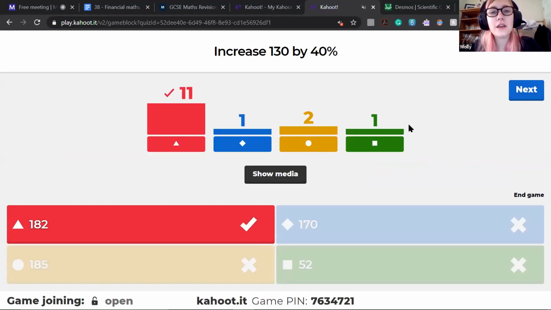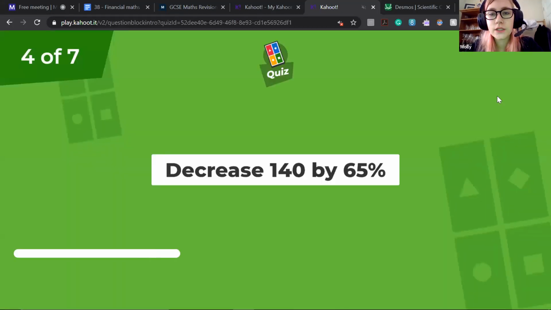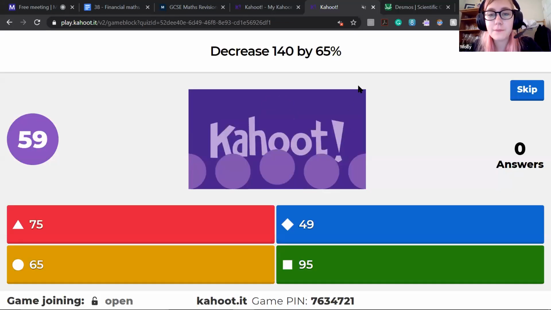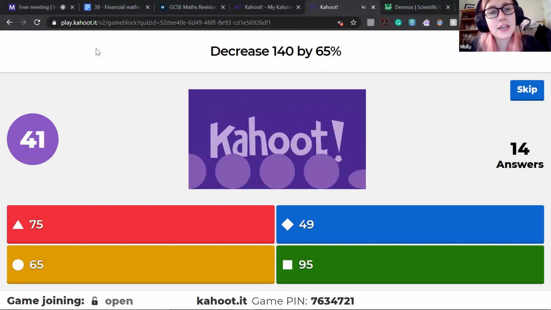Brilliant, well done. So this is just 130 times 1.4. Now, same number, we want to decrease it by 65%. So think about what the multiplier will be there. Again, I'm going to skip this when it gets down to 30 seconds, so get your answers in by then.